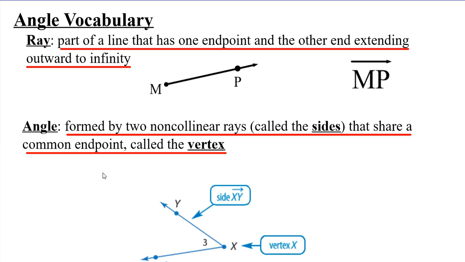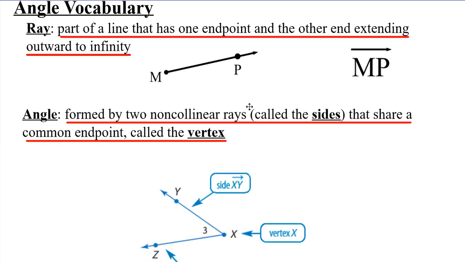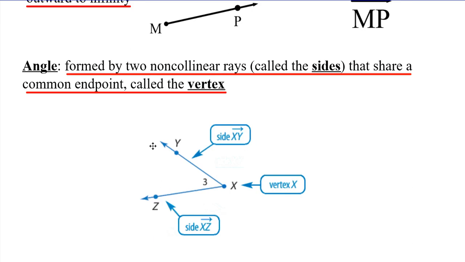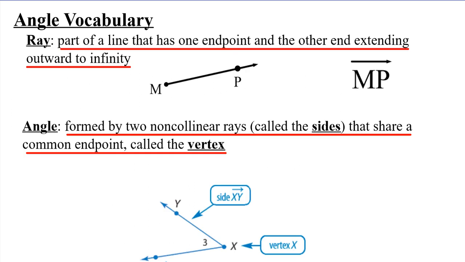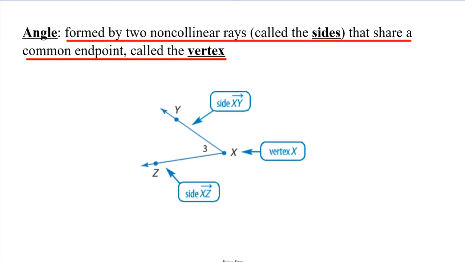An angle is made by two non-collinear rays. They can't be in the same line is all that means. We call those the sides of the angle, and they share a common endpoint that we call the vertex. So for example, this angle, angle ZXY, is formed by ray XY and ray XZ meeting at point X. There's a few ways that we can name an angle. Do we talk about that in the next part? Yeah, we do. Okay, so I guess we'll get to that. But there's an example of an angle.